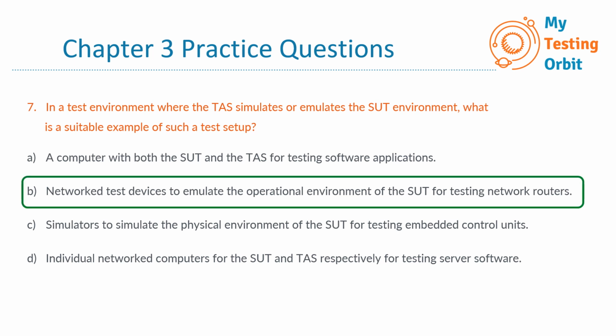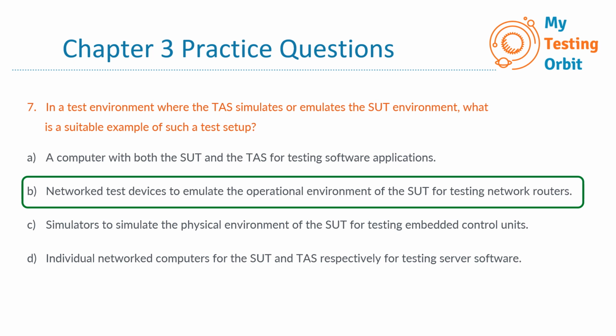And the correct answer is option B, networked test devices to emulate the operational environment of the SUT for testing network routers. So in a test environment, using network test devices to emulate the operational environment of the SUT is suitable for testing network routers. So this setup allows for testing the software of a network router while emulating the conditions it would encounter in its operational environment. Now let's see why the other remaining options are incorrect.